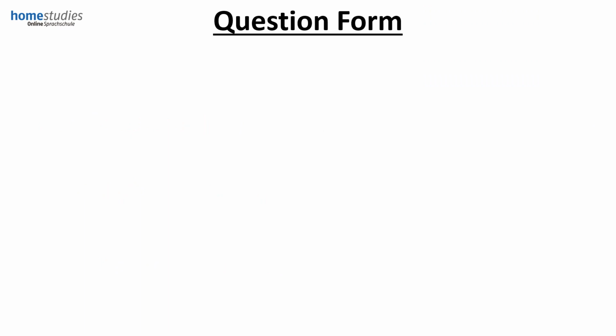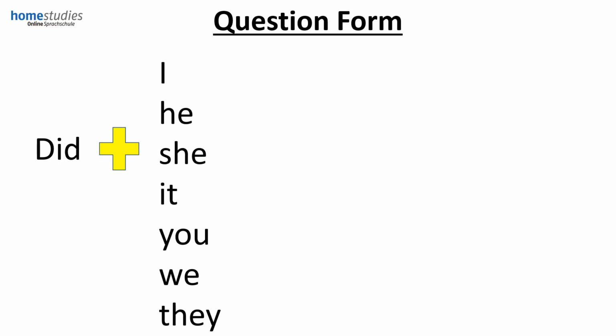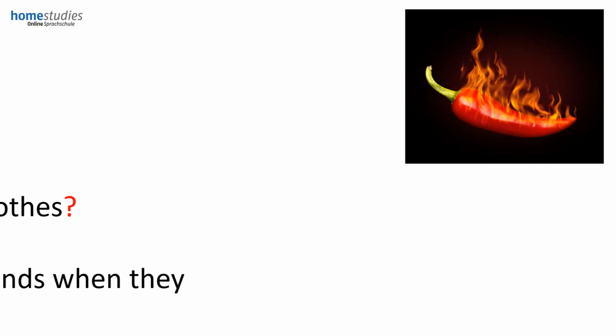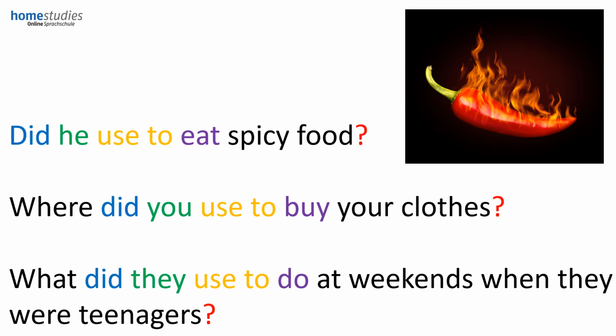Okay, now let's remind ourselves of the question form. It's did plus I, he, she, etc. plus used to. Again, we drop the D and it becomes use to plus the infinitive to complete the question. Let's look at some examples. Did you used to eat spicy food? Where did you used to buy your clothes? What did they used to do at weekends when they were teenagers?